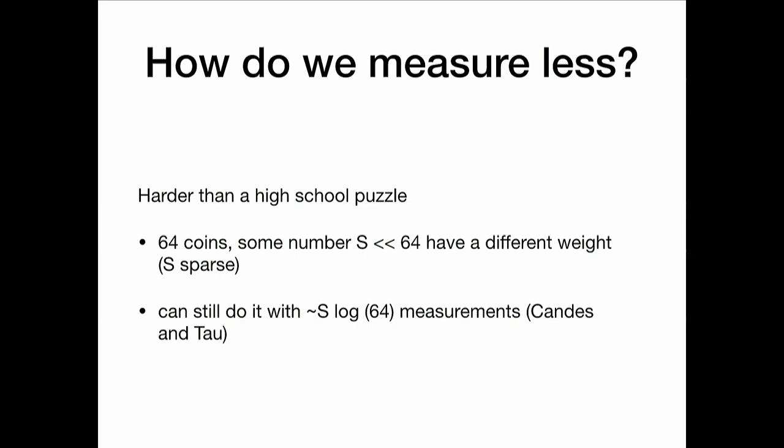Turns out you can still do it. And you can do it in proportion to log 64 measurements. So different coin weights, I can still do it. And I'll try to explain on a board because the ideas are simple. And, I mean, none of my research matters. This is all much better than anything else I can talk about. So I'll tell you in a cartoony way why this works. But let's just keep going with experiments, right?